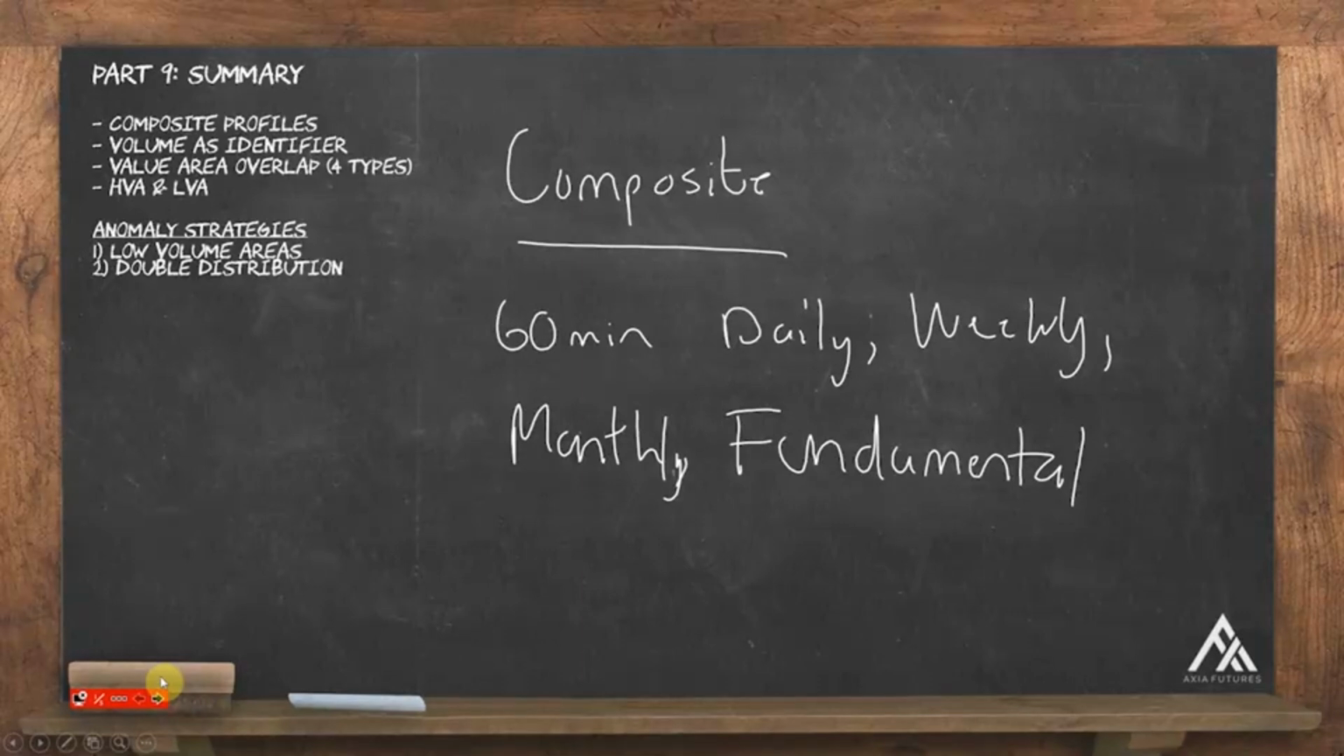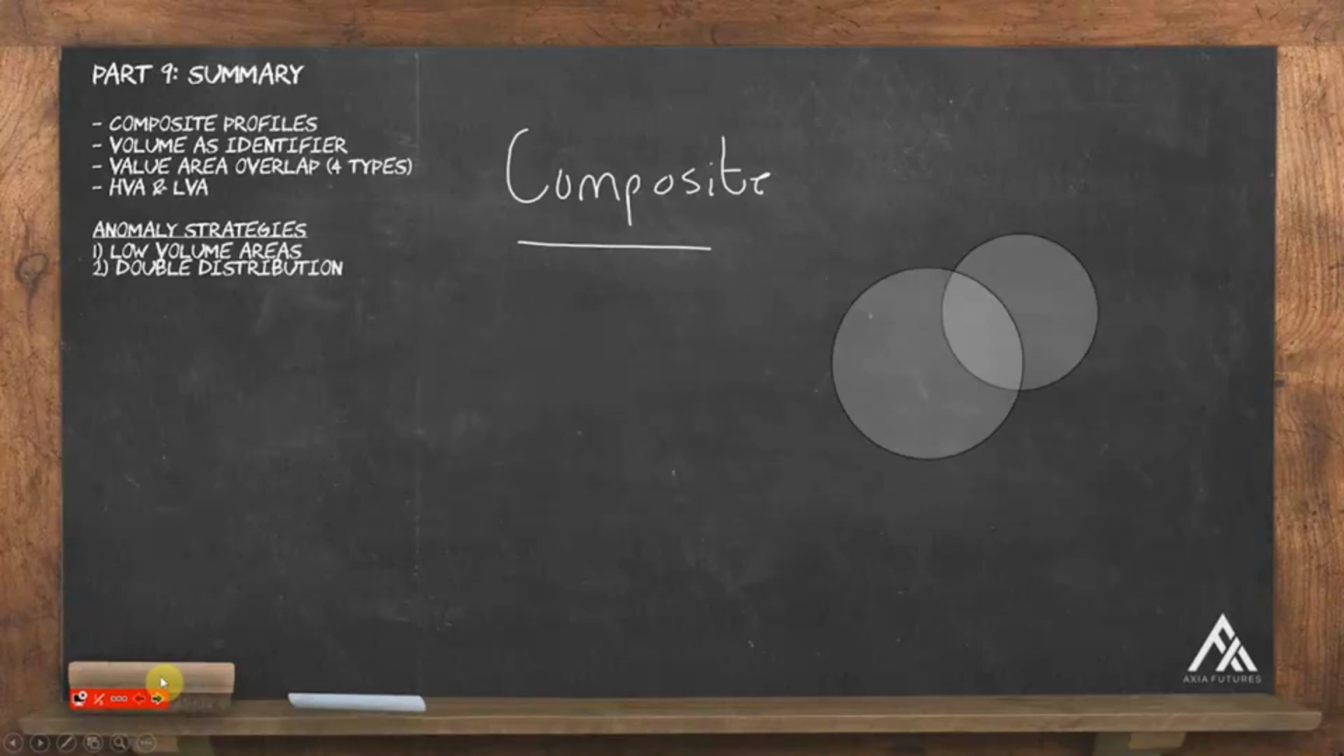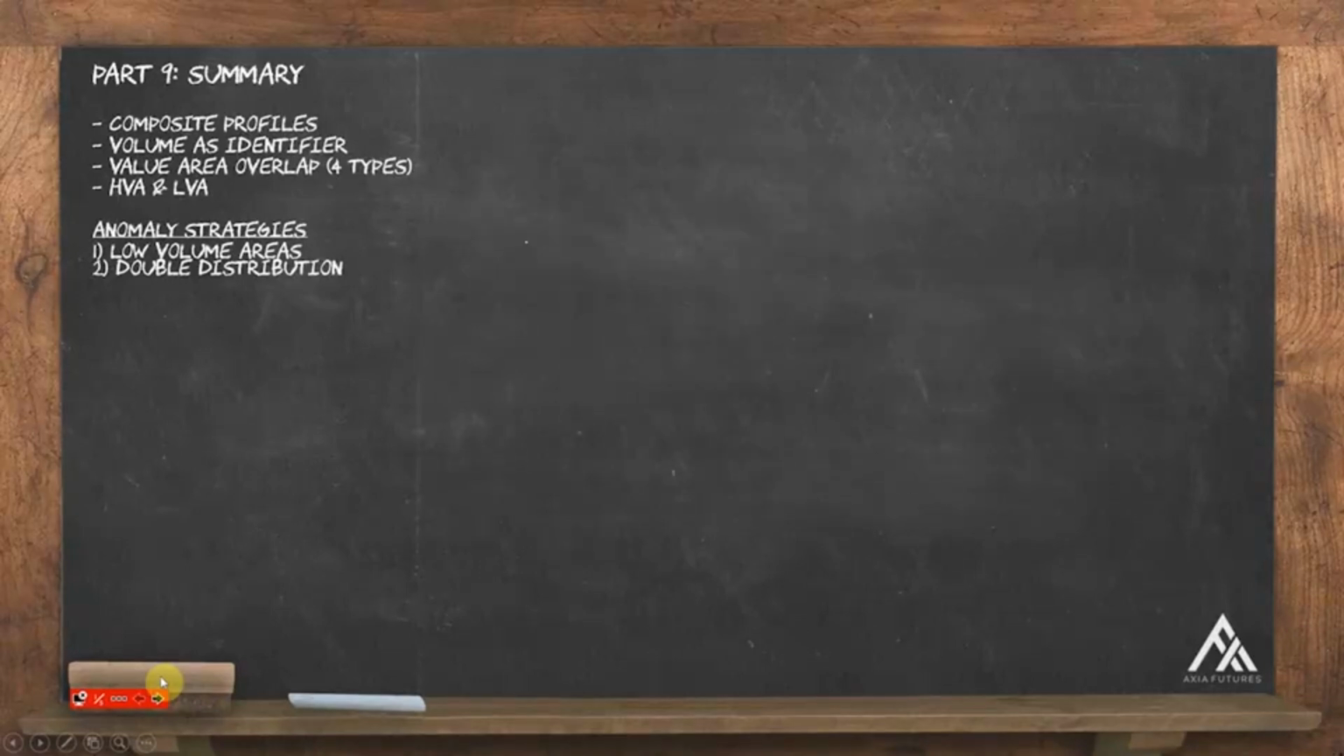So we created these composite profiles so that we could find the usual types of identifiers that we would get in the volume profile. And these would include the low volume areas, the high volume areas, the tails, single prints, etc. So we started off talking about the composite profile and how, more importantly, we use them as a desired trading tool. We then moved on and spoke about volume as a key identifier.